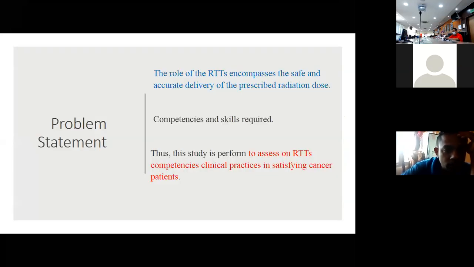Okay, problem statementnya adalah the role of RTT encompass of safe and accurate delivery of the prescription radiation dose. So yang ini memerlukan kompetensi and skill required. Apa yang so far sekarang dekat Malaysia, dekat government hospital belum lagi ada research yang dijalankan berkenaan dengan kompetensi untuk radiografer. So saya buat study ni untuk nak assess kompetensi clinical practices yang dijalankan oleh RTTs dan untuk melihat satisfying cancer patient.